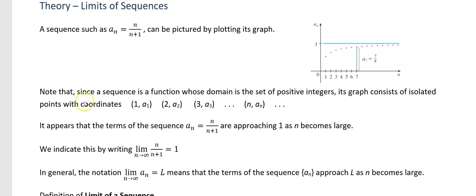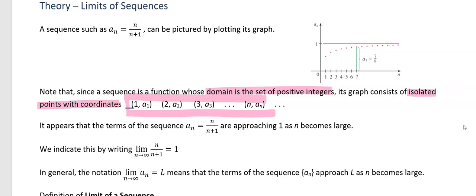So here it says a sequence such as a sub n equals n over n plus 1 can be pictured by plotting its graph. So this is the graph of that function. It says, note that since a sequence is a function whose domain is the set of positive integers, and again, that's a really important thing to think about, the domain of these functions is only going to be positive integers, right? So that means its graph is going to consist of isolated points. And the coordinates are going to be right here.